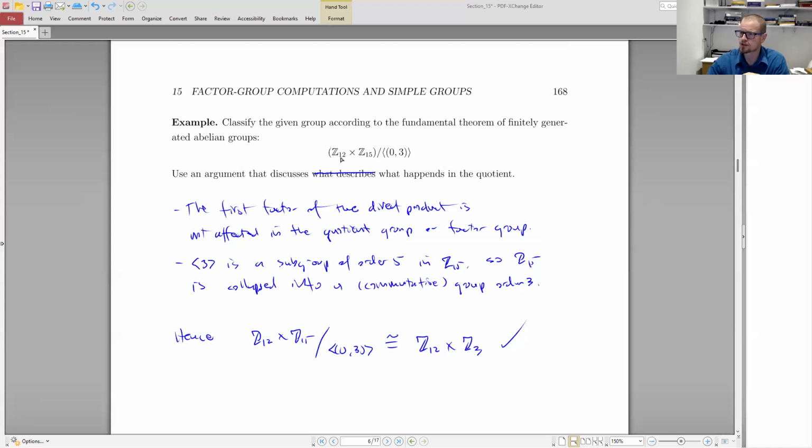Welcome to the office. We want to revisit an example that we just completed. We gave an argument for why a quotient group must be isomorphic to whatever it is that we found, right? So here we want to revisit that example. We took Z12 cross Z15, quotient by this subgroup that's generated by (0, 3), and we gave an argument describing what happens as to why it must be isomorphic to Z12 direct product with Z3.